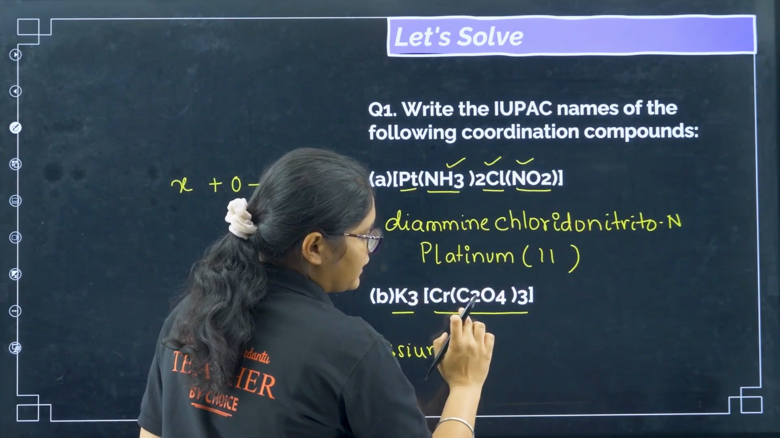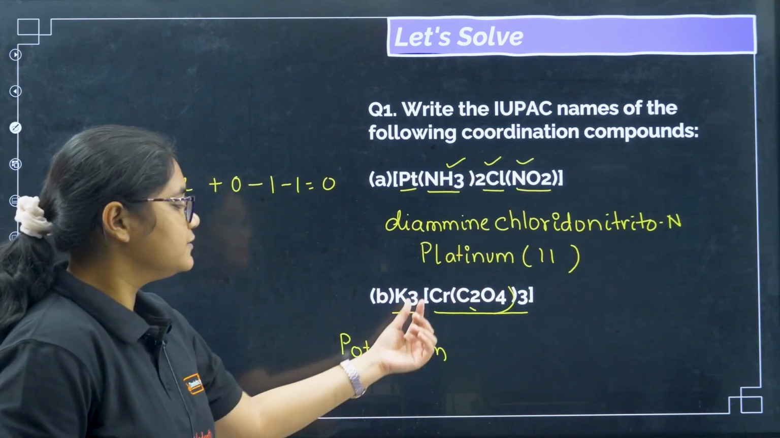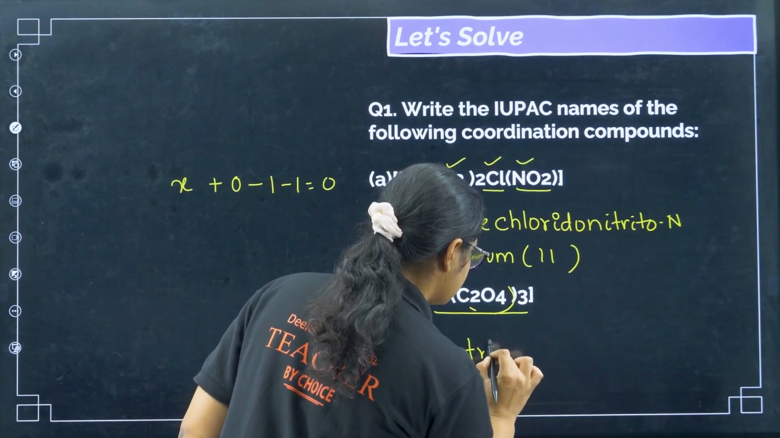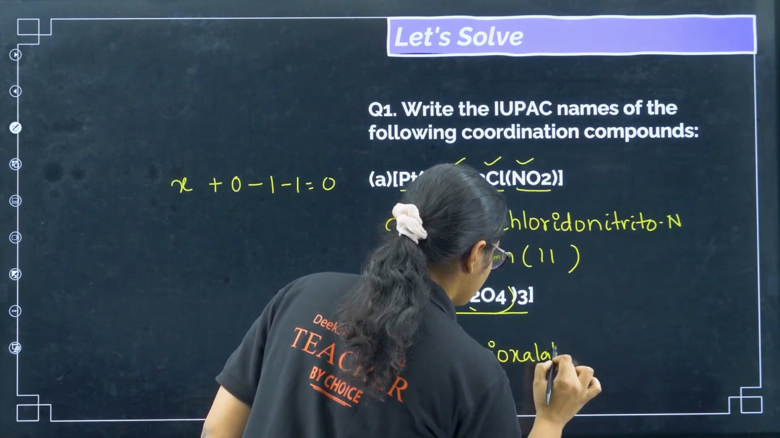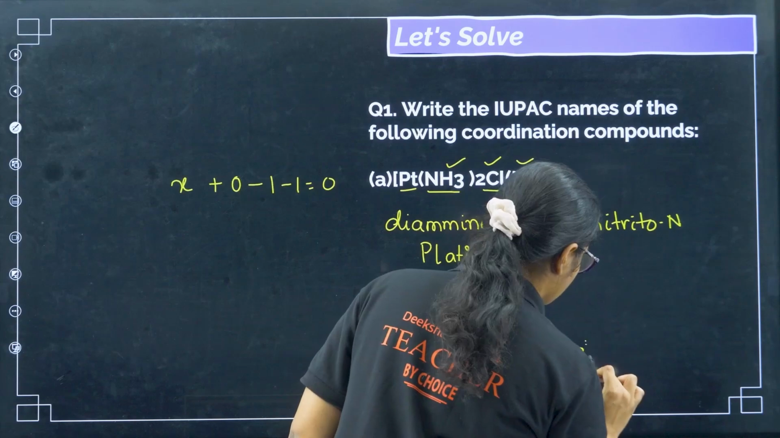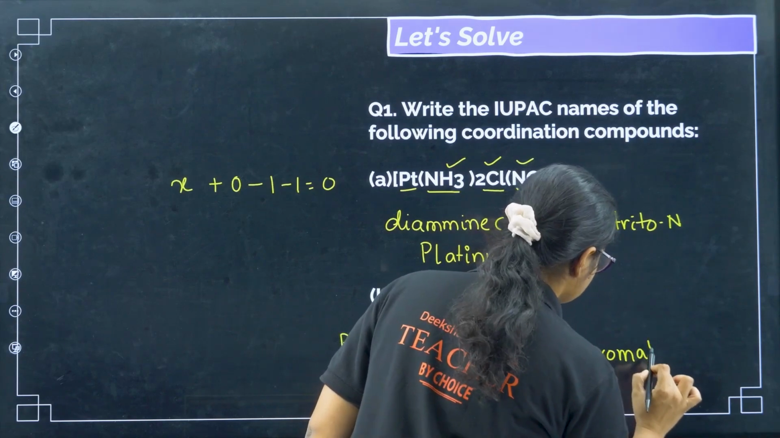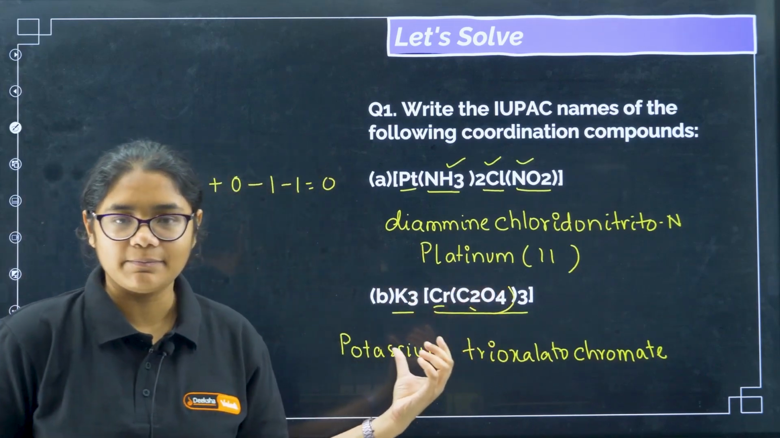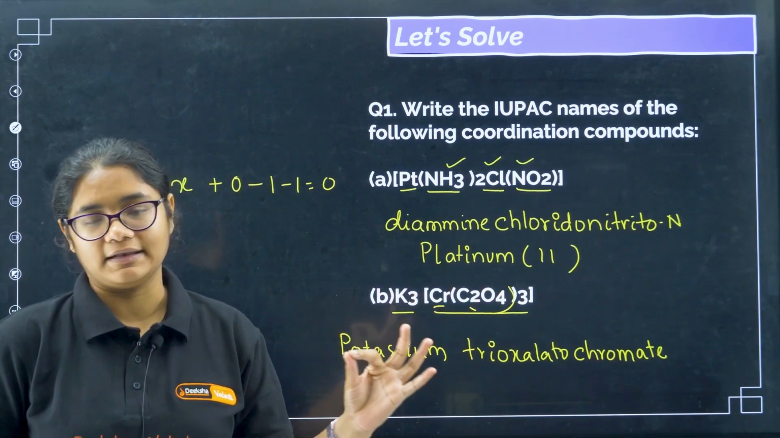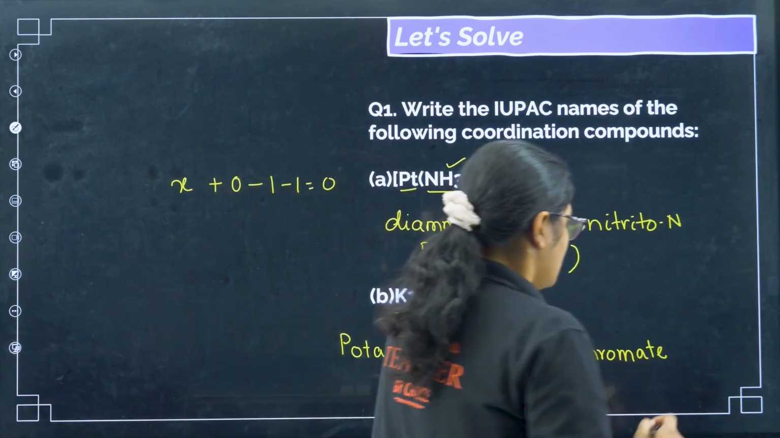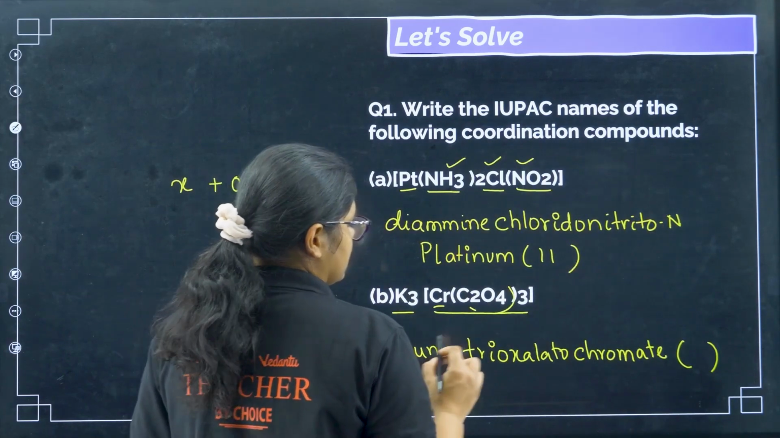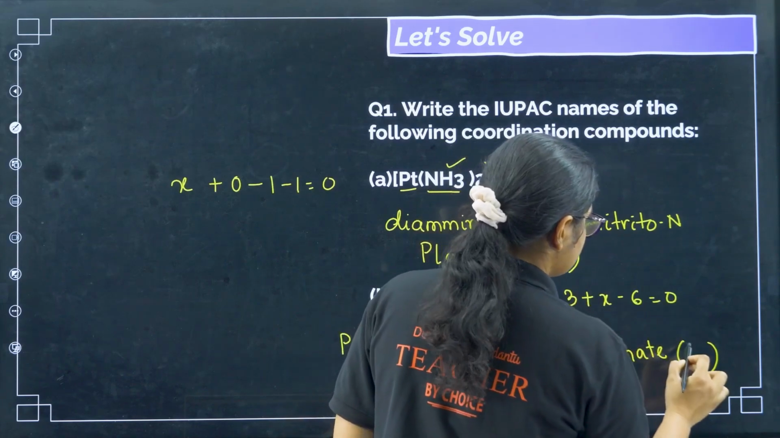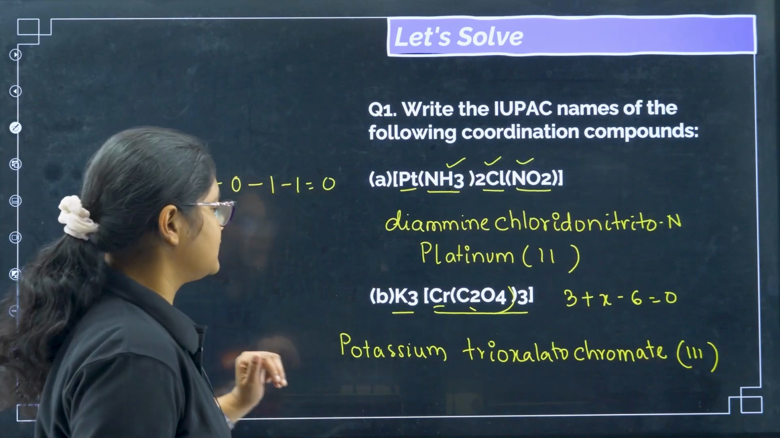Under anion what I have to write? I have to write the name of the ligand first, right? This ligand is called oxalato. I have to use the word tri because 3 is there, so trioxalato. Then you have the metal chromium, but will I write chromium or chromate? I told you if the complex is the anion part, then the metal name should end with ATE. So I have written chromate here. And if I write down the oxidation state here, then it is 3 plus X minus 6 is equal to 0. So it is plus 3. Okay, so that is the name.